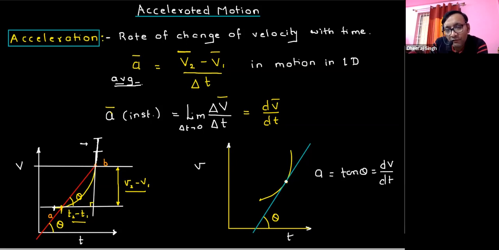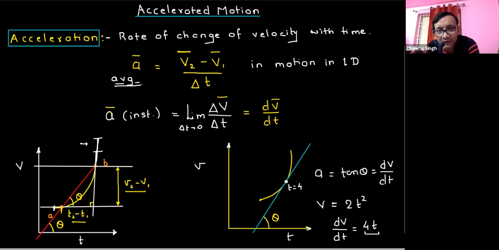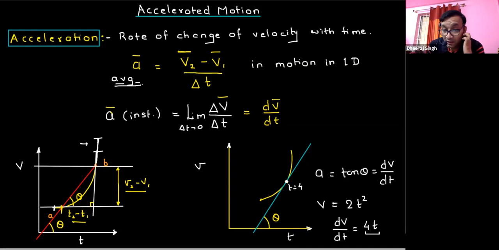Okay, so if velocity is given as 2t squared, dv by dt is 4t. So suppose at this moment t equals 2 seconds. So acceleration will be 4 into 2, 8 meter per second squared. So like that, you can identify the acceleration. I hope everything is clear, crystal clear, no doubts. Anything?